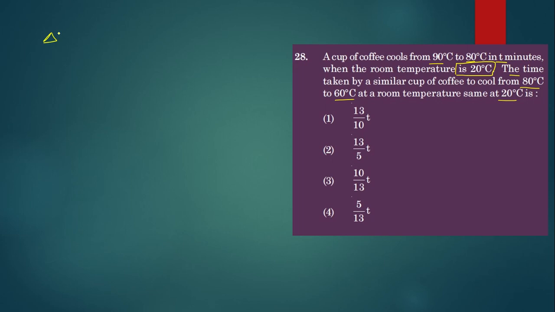So the change of temperature with respect to time, the rate of cooling, is equal to a constant multiplied by the average temperature minus the room temperature, or let's say T naught. So for the first case, I will write it like this. For the first case, the coffee cools from 90 to 80. So what is the difference? 90 minus 80 is 10 by T.